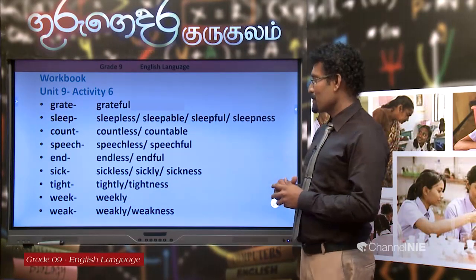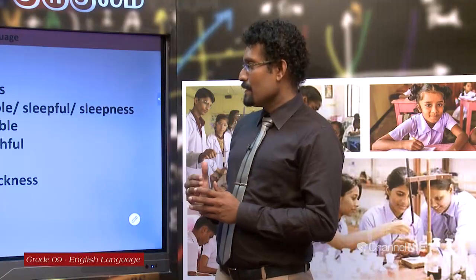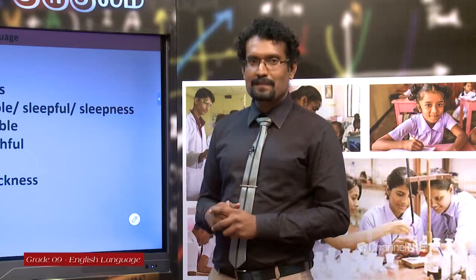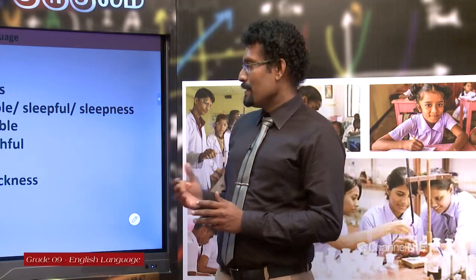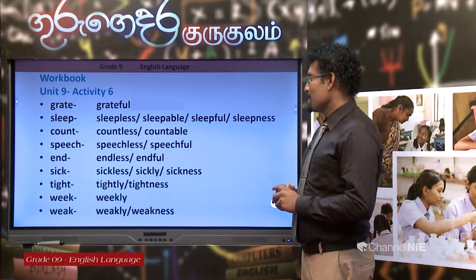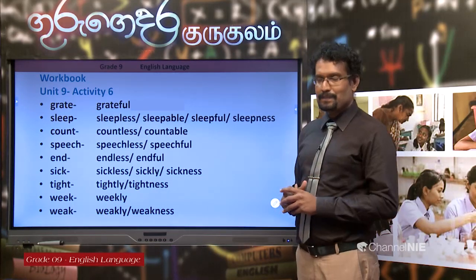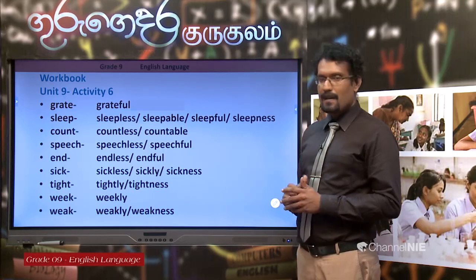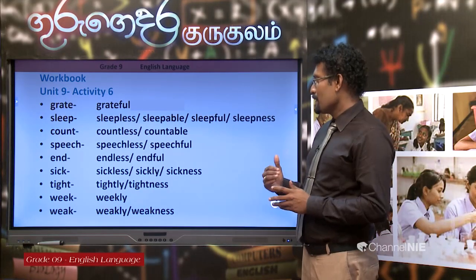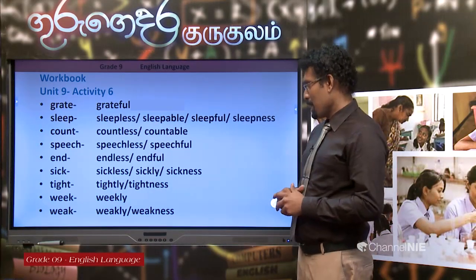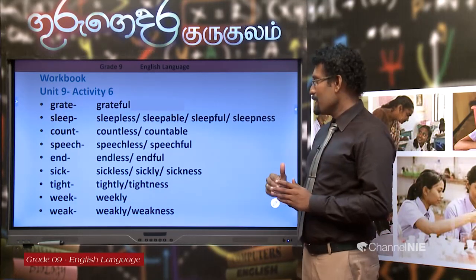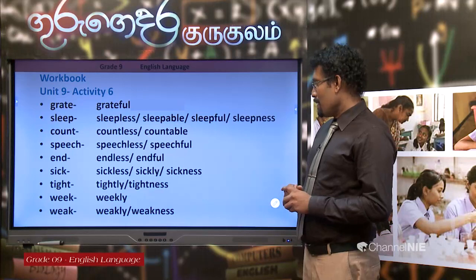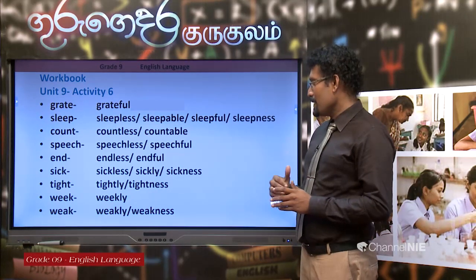So, there you have used some suffixes: countless, less, and countable, able. Speechless and speechful, less and full. Endless and endful, less and full. Sickless, sickly, and sickness, less, ly, and ness. Tightly, ly, and tightness, ness. Weekly, you have used ly there. Weakly and weakness, ly and ness are used there.